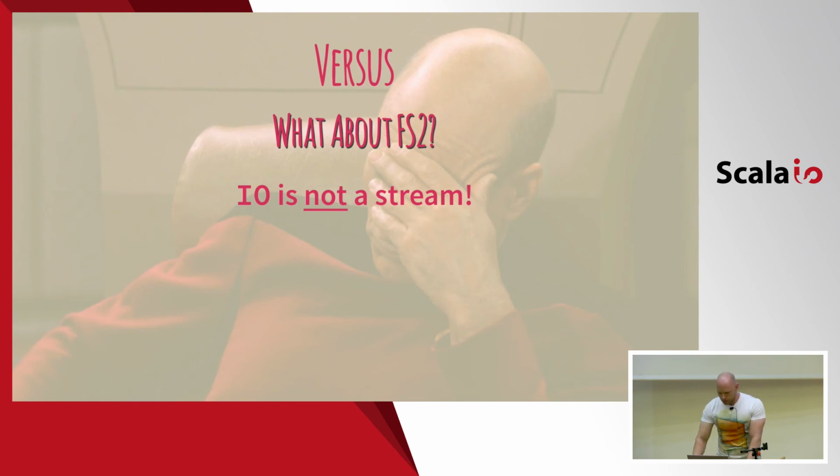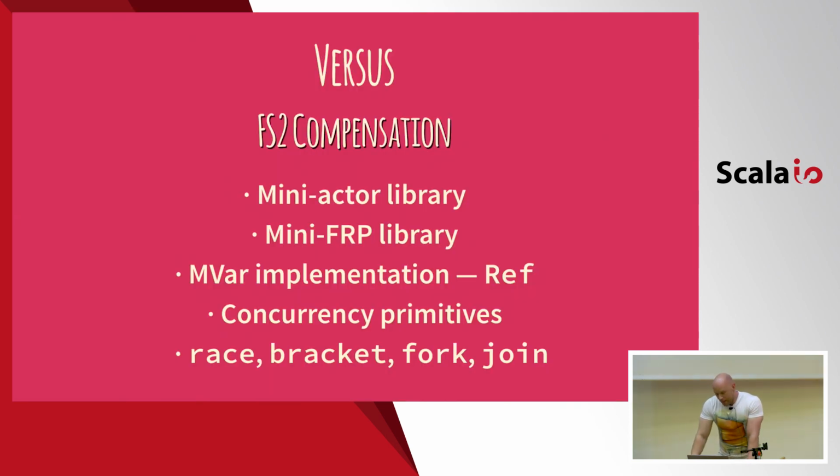What about FS2? Well, first off, if you turn to FS2 to get resource safety for an I/O monad, then, because I/O is not a stream. I/O produces one value. Streams produce 0 to many values. A stream library is not the place for these strong guarantees. It's not an I/O library. And I think FS2 has to compensate. It hasn't been able to rely on rich primitives like this. So it has all this stuff baked in.